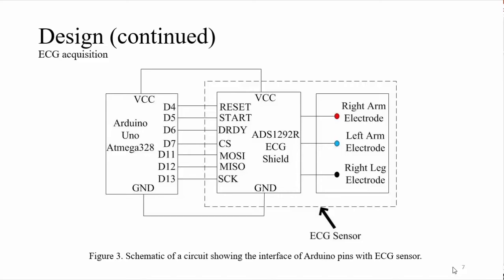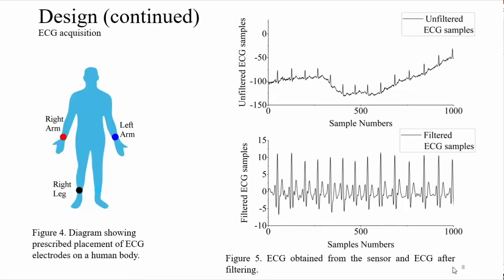This is how we got the ECG. We're using an Arduino Uno, which is connected to an ECG sensor through a serial peripheral interface. And these are your three electrodes, which are connected to the right arm, left arm, and the right leg. So this is my ECG. I got my ECG. There is baseline wandering and some noise, so we used a bandpass filter to get an ECG that can be used for further processing.